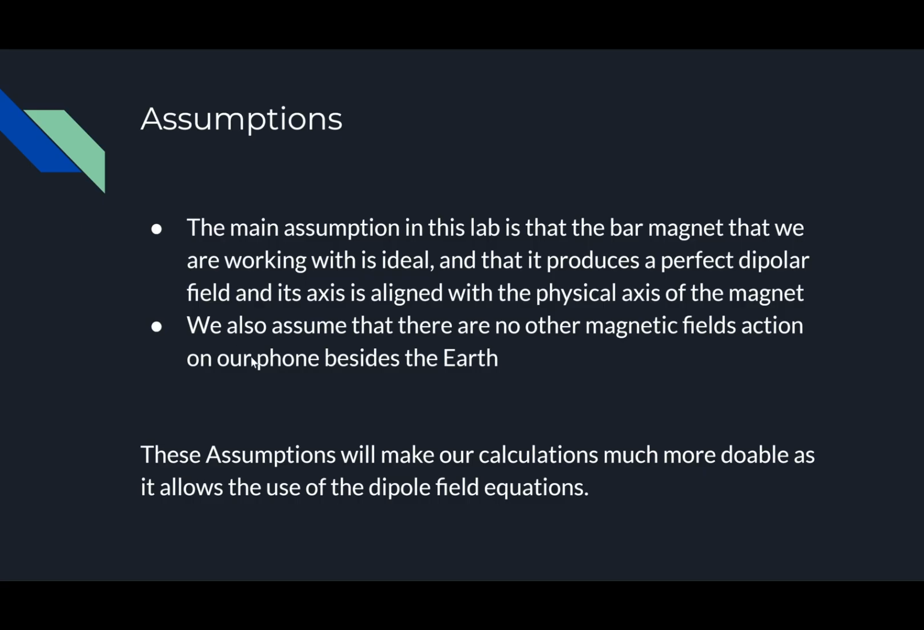Assumptions. Our main assumption is that the bar magnet we're working with is ideal and produces a perfect dipolar field, and also that its axis is aligned to the physical axis of the magnet because it's a cylinder. We're also assuming that there are no other magnetic fields acting on our phone besides the Earth's. These assumptions just make our calculations easier, and we don't have to worry about as many things.